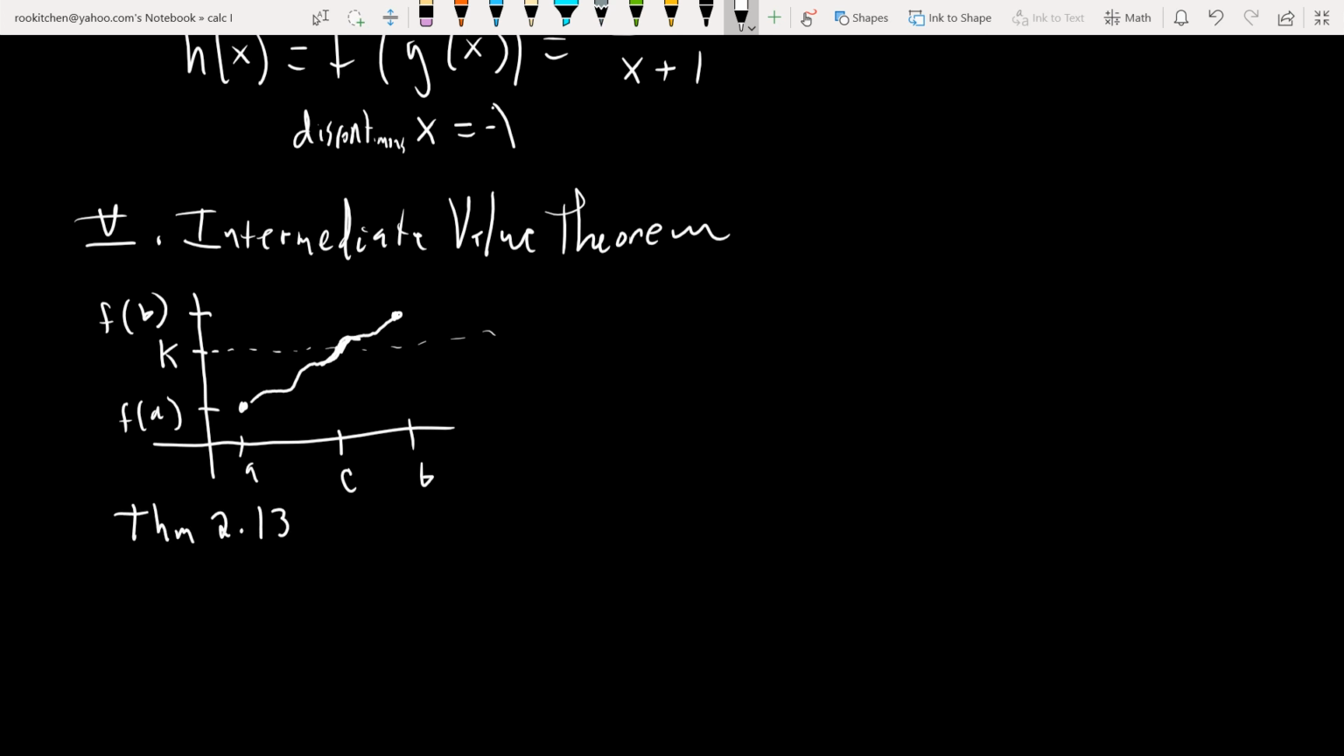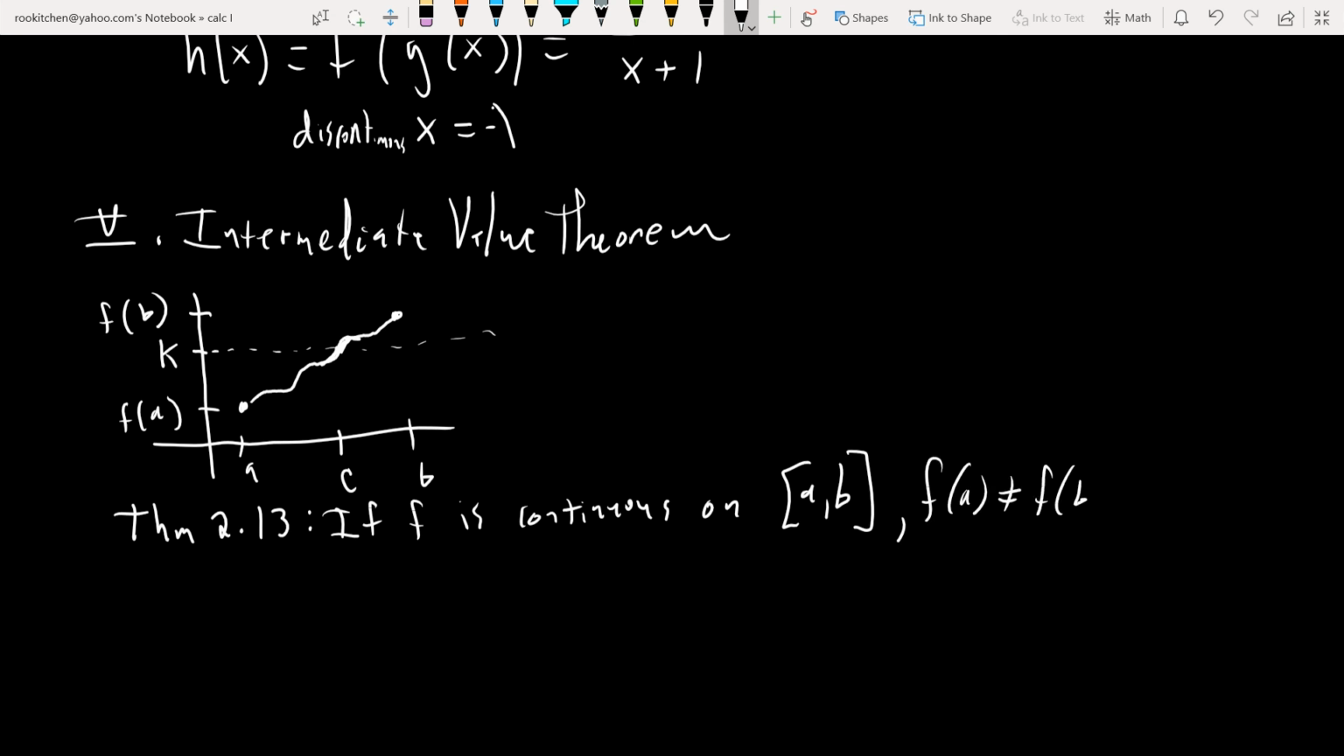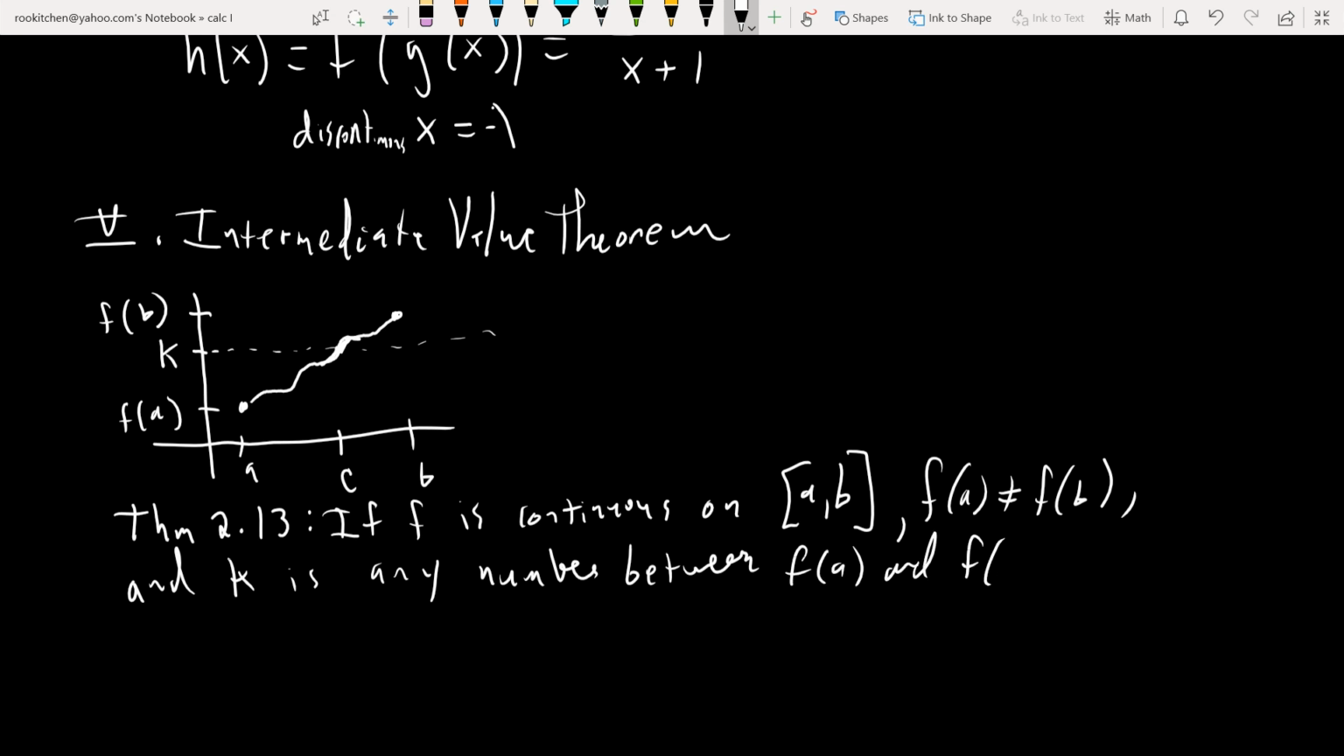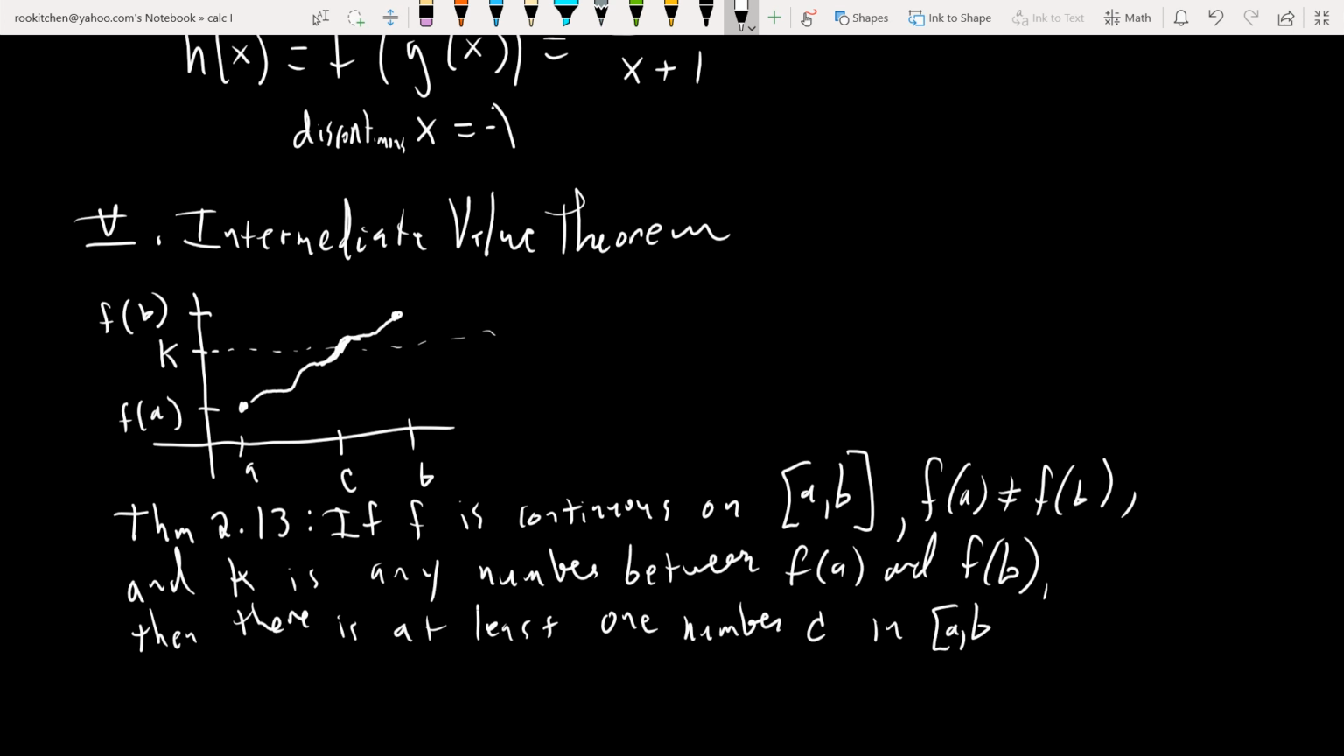Theorem 2.13: if f is continuous on a closed interval from a to b, and f of a is not equal to f of b, and k is any number between f of a and f of b, then there is at least one number c in the closed interval from a to b such that f of c is equal to that k value.